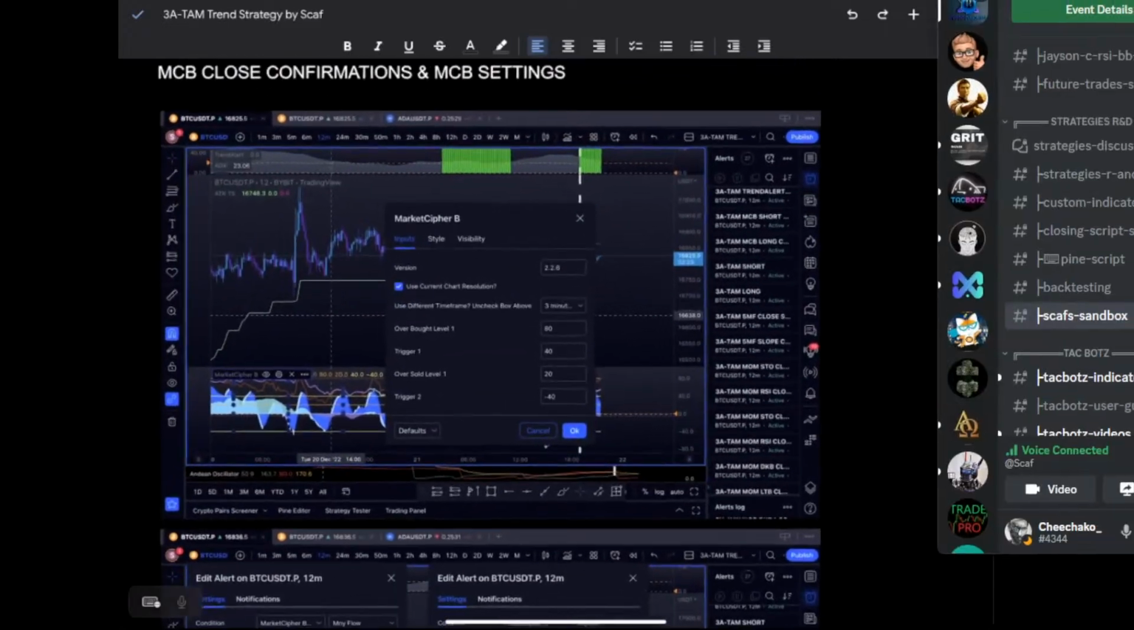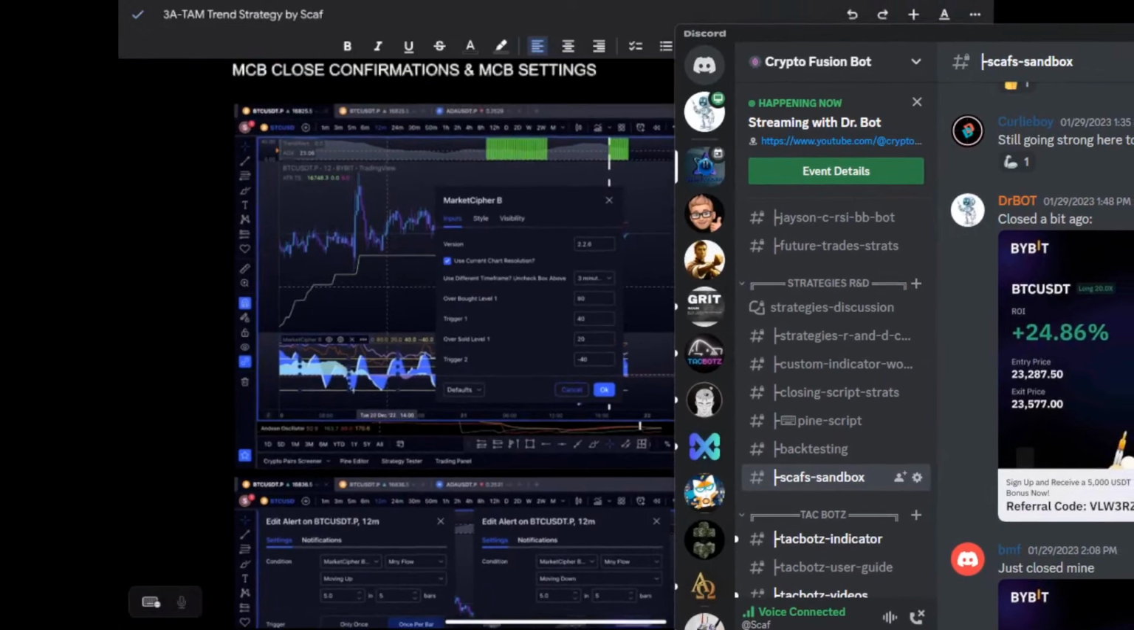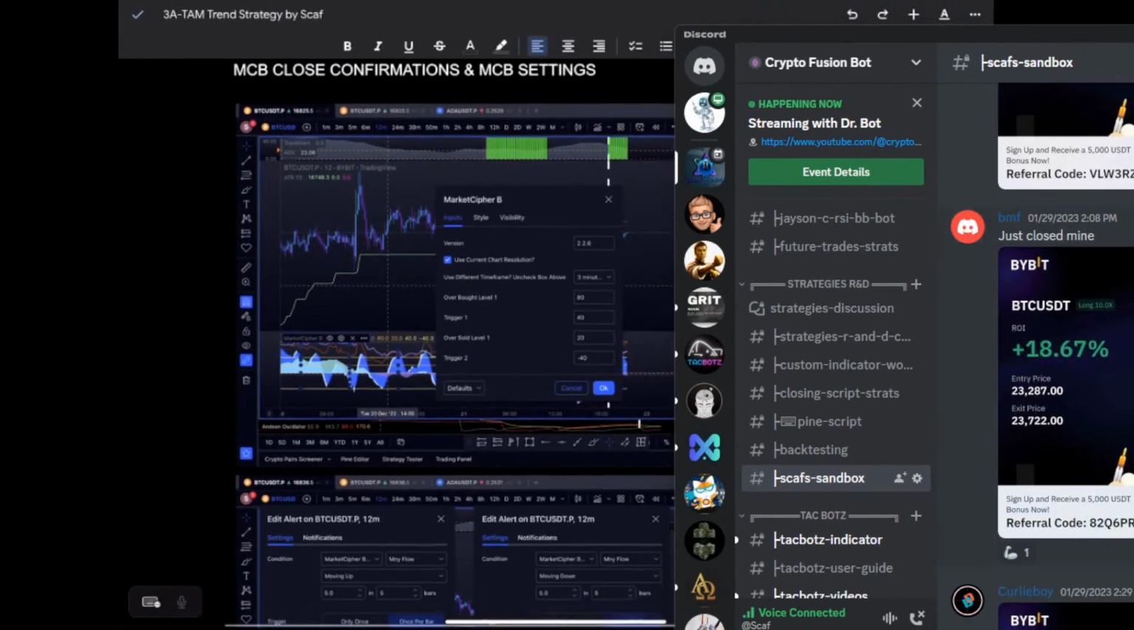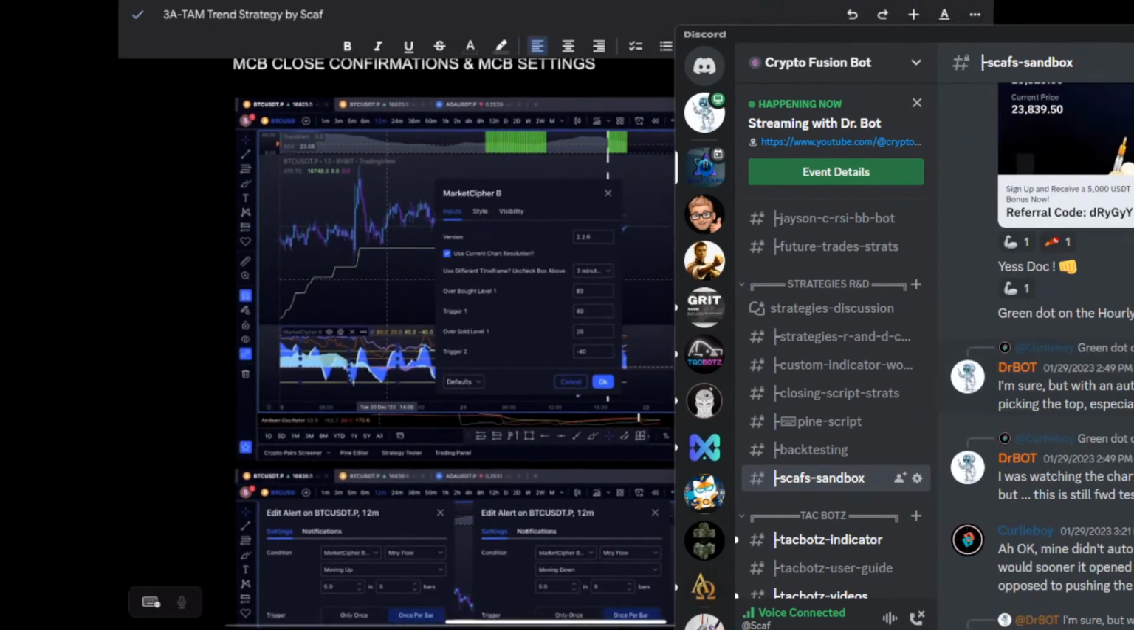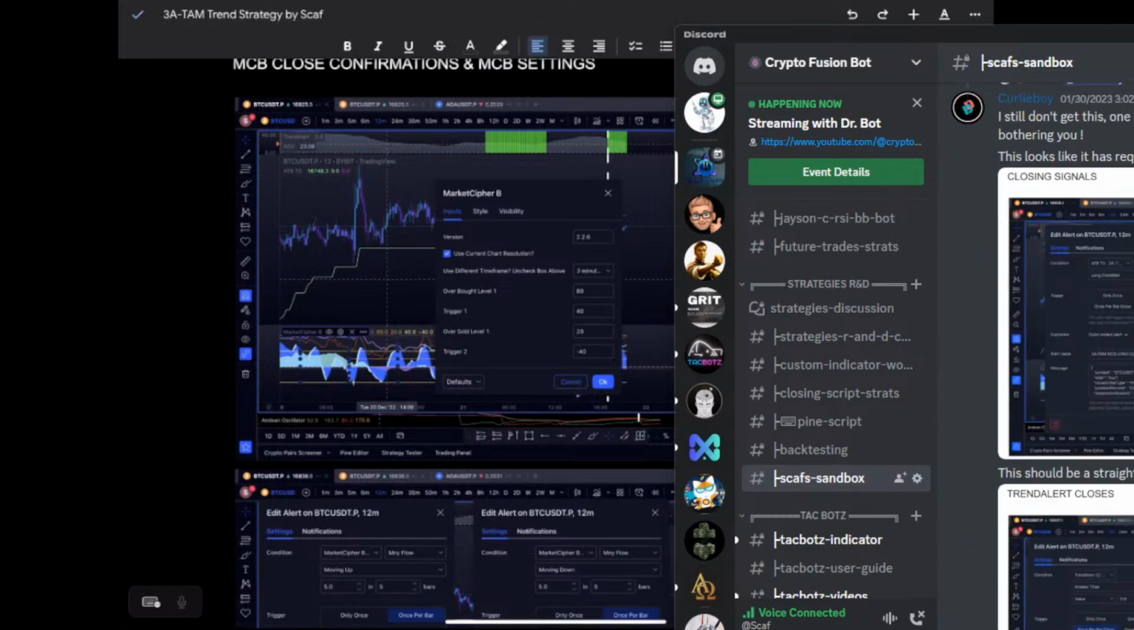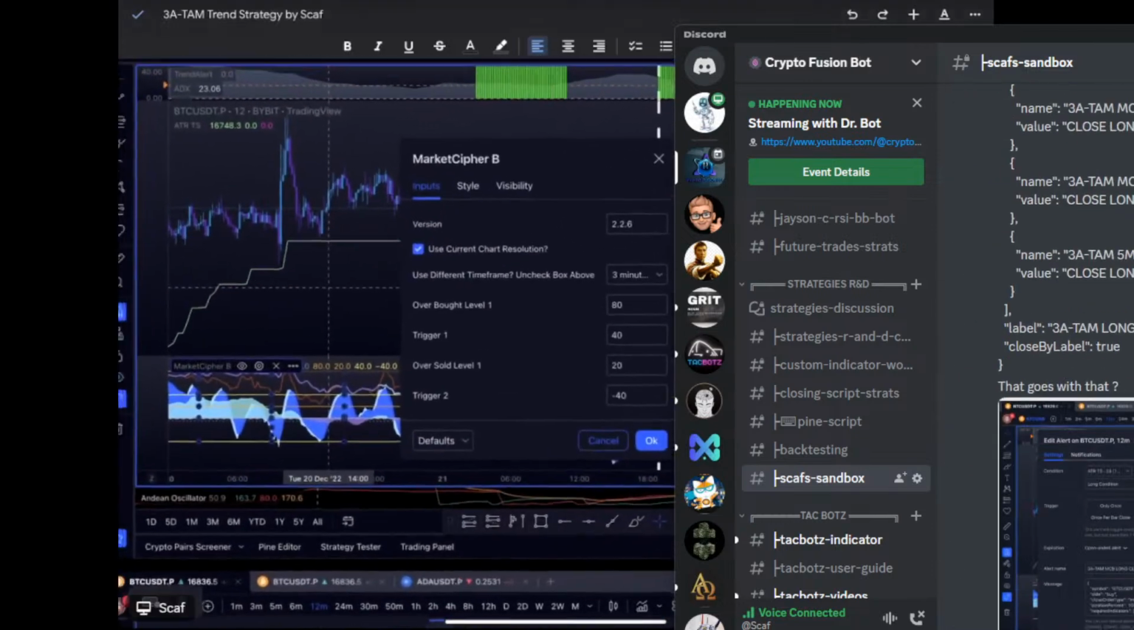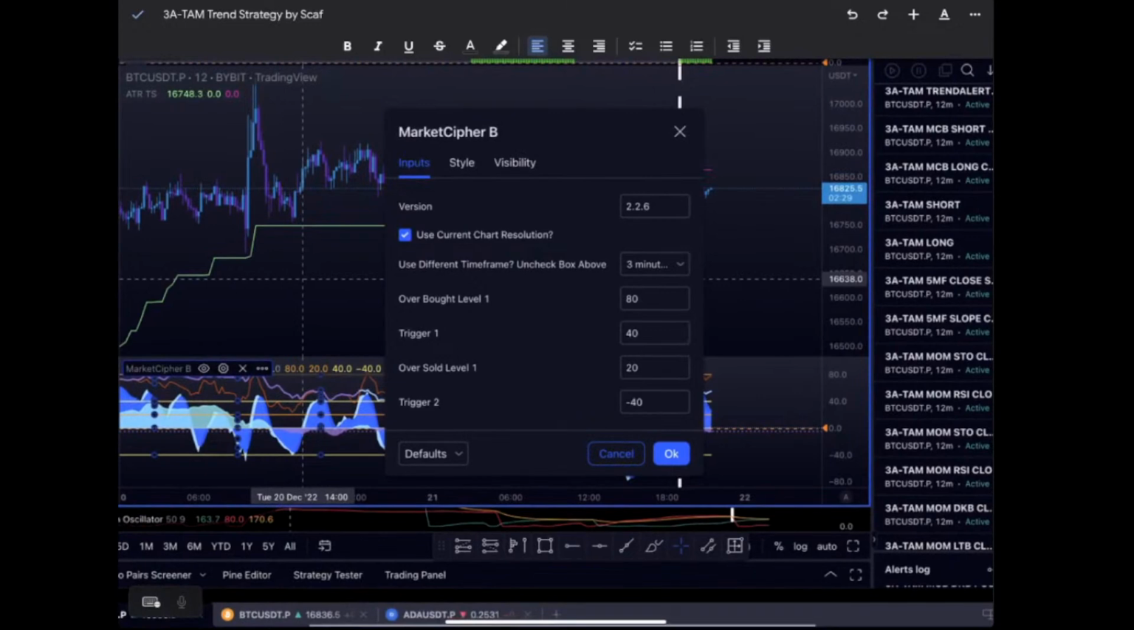So here is what I've done. I've shown, again, this is Market Cipher B. It can easily be done on the Reader Alpha or Fu-Manchu. I've set my thresholds. Again, this is less important in understanding the logic. This is just the logic of the strategy.